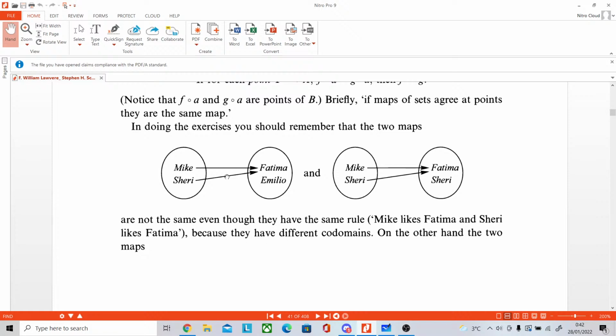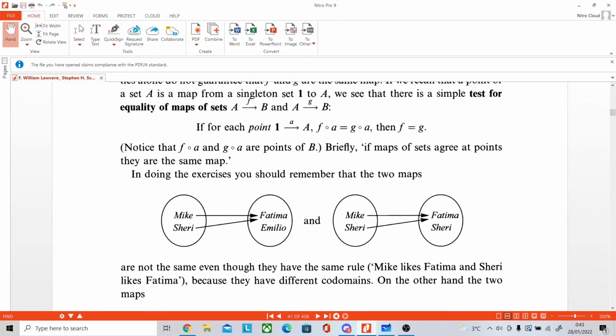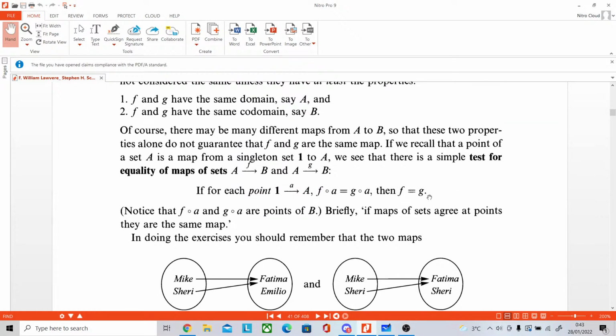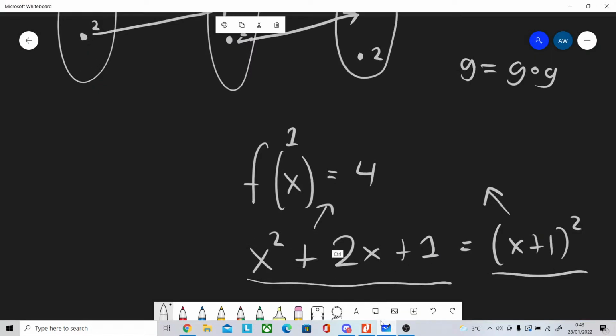Oh, they're not the same because this is Emilio, this is Sherry, so this set is different from this set. So the codomains of the sets are different, so that's why it's not. This thing over here, I don't know, it just feels like it's obvious, or like it doesn't introduce anything new.